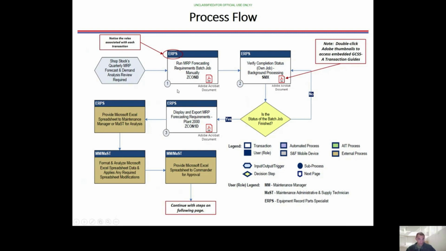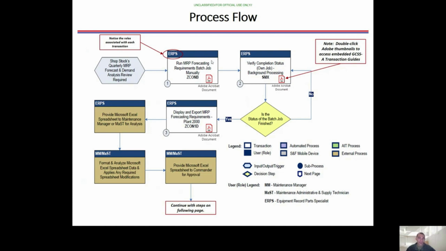Okay. So the first step for the ERP is to run the MRP forecasting requirement. Okay, ZCOM Bravo. And then from there, the ERP's going to verify completion status. Okay, so SMX is the T code. So like I said, we're going to get further into this. Each one of these tasks is what we're going to focus on. But one key thing that I've known with the SMX, so most units, especially when they're doing their shop stock inventories, they're not letting the report finish. They're running the report and they're immediately thinking, hey, it's good to go, right?